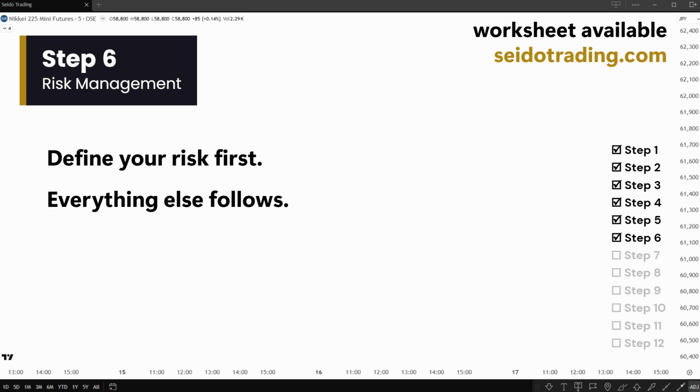This is where you define your stop placement logic, your position sizing approach, and you define your maximum risk per trade for this individual strategy.